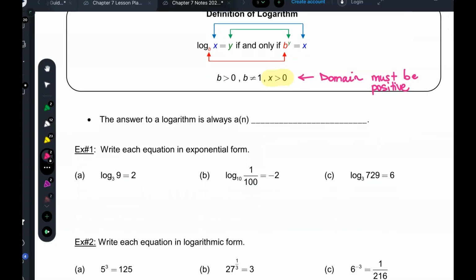Okay, so here's what we're going to do. We're going to just first practice writing from logarithmic to exponential form, and then we'll go the other way. All right, so here's what happens.